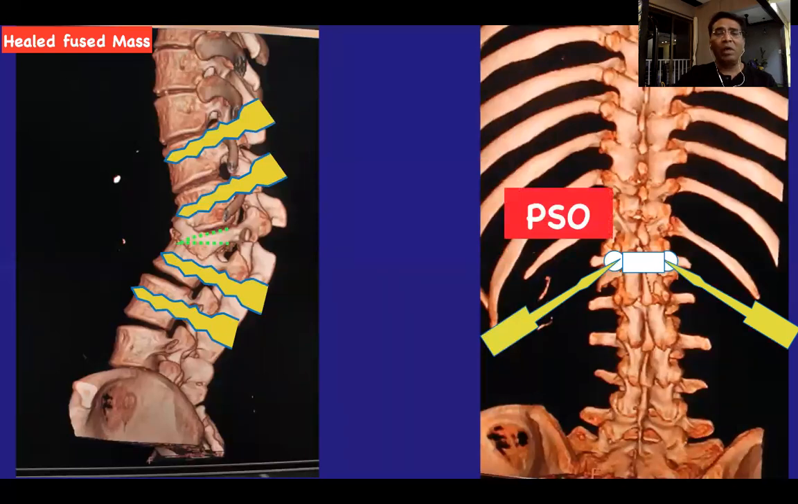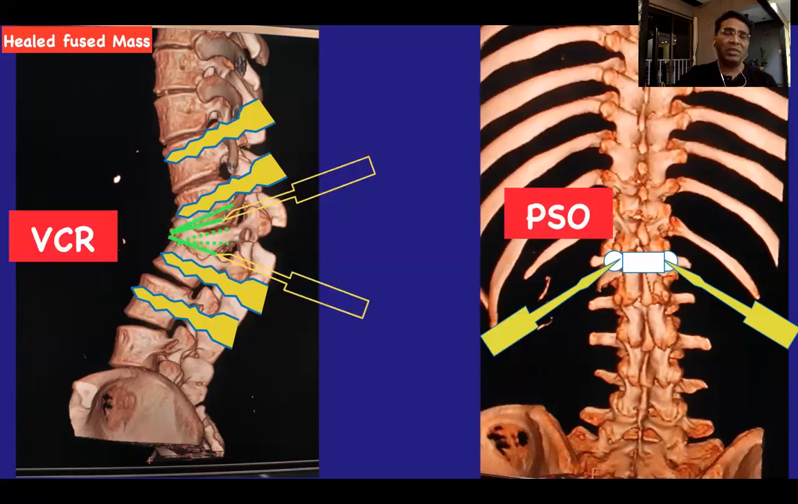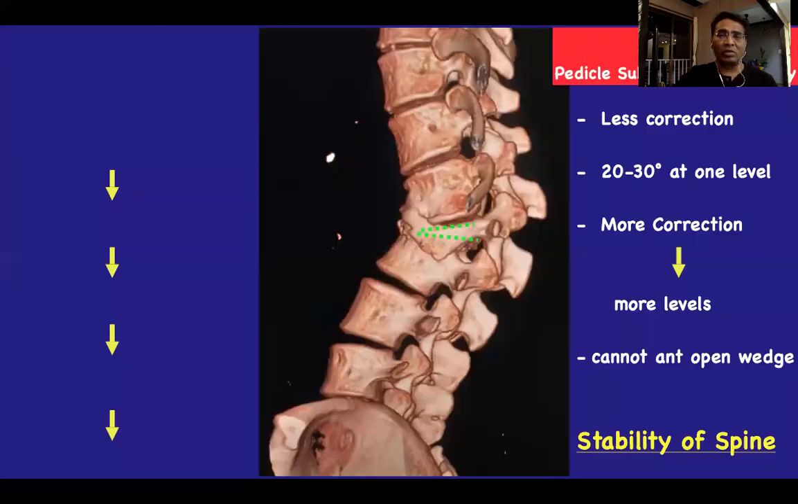But if you want a little more correction, we can have a cut going to the lower part of the upper body, or even a little higher, and the lower cut going to the upper part of the lower body, and we can destabilize the spine and get more correction. This is called a vertebral column resection.